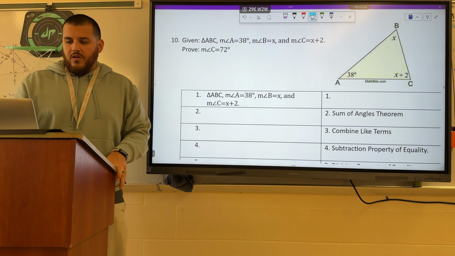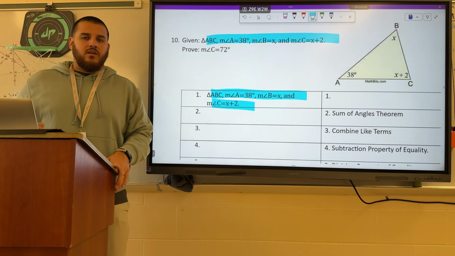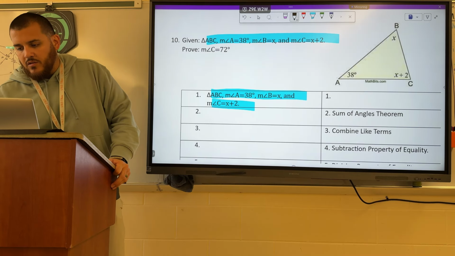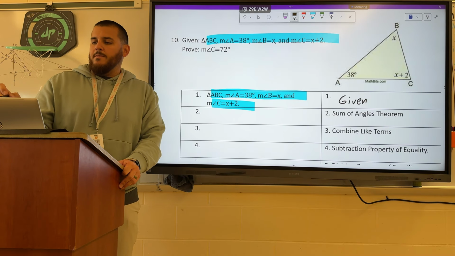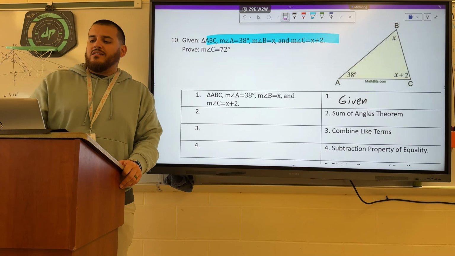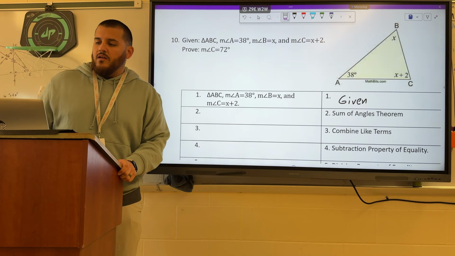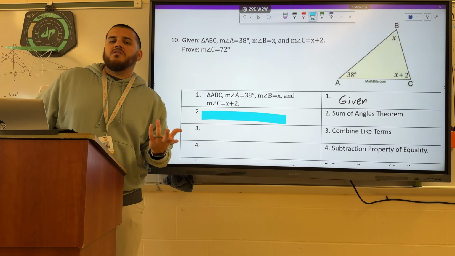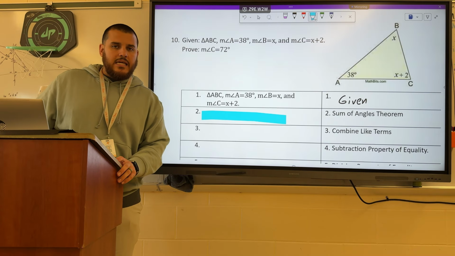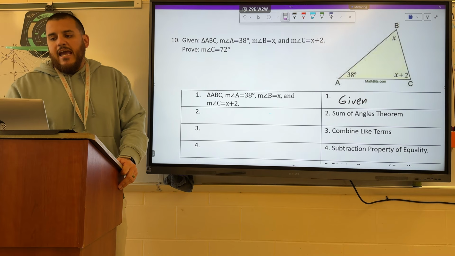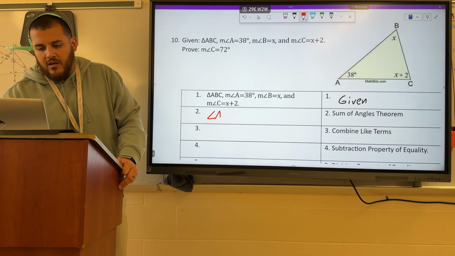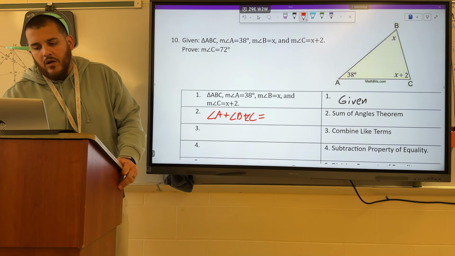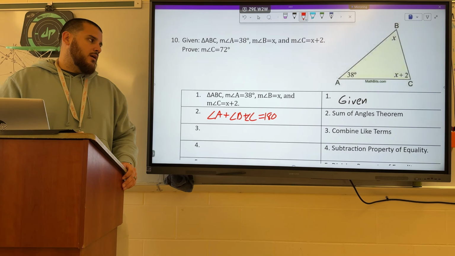So we start off with these statements, which is the given information in our figure. So the reason this is true, the evidence for it, is it was given. Okay? In our next statement, we have the sum of angles theorem being the reason that the statement is true. Well, the sum of angles theorem for a triangle is that all the angles add up to 180 degrees. And you could argue what we need to put here is that angle A plus angle B plus angle C equals 180, that the measure of all those work here.